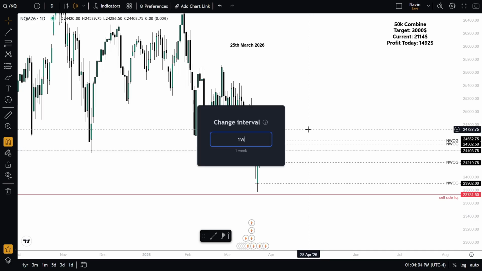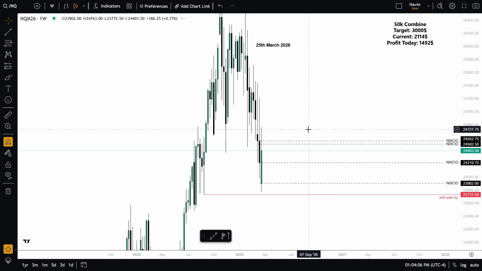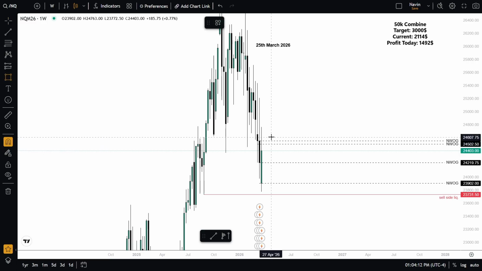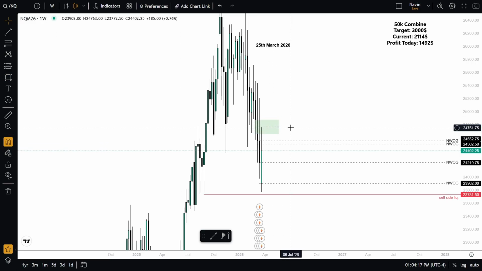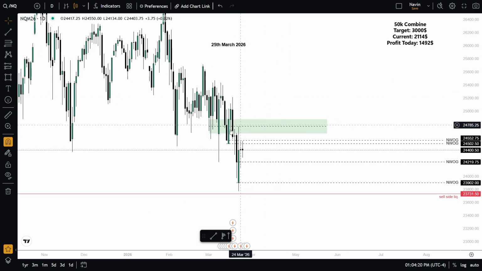Starting off with the weekly chart, as you can see here, we have a nice little volume imbalance over the weekly chart. With this info, we'll move to the daily chart. As you can clearly see, there is no volume imbalance in the daily chart, so I'll just remove it for now.